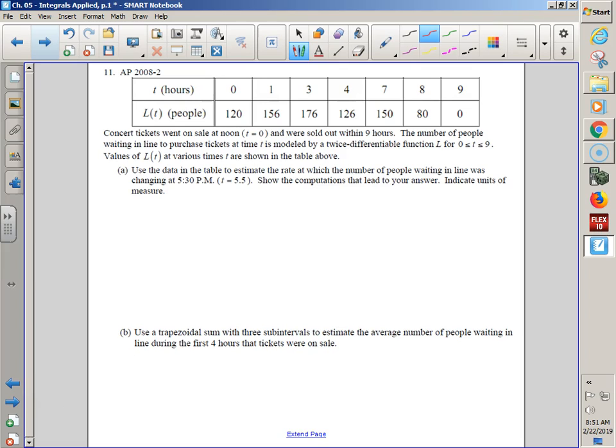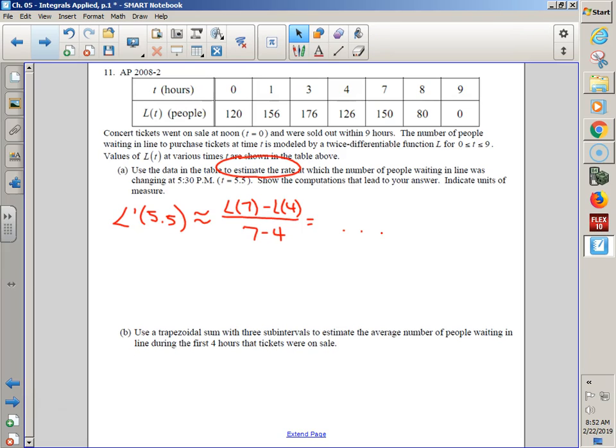What's going on here? The number of people. Oh, estimate the rate. Didn't we talk about this guy? Estimate the rate. L prime is estimated by my last hint for the day: L of 7 minus L of 4 all over 7 minus 4. You actually have to plug in from the table. But what would your units be for rate if the original quantity is people and time is measured in hours? People per hour. Trapezoidal sum. Riemann approximations. Have your notes, have your worksheet, see what you can do on the odds and the evens multiple choice.